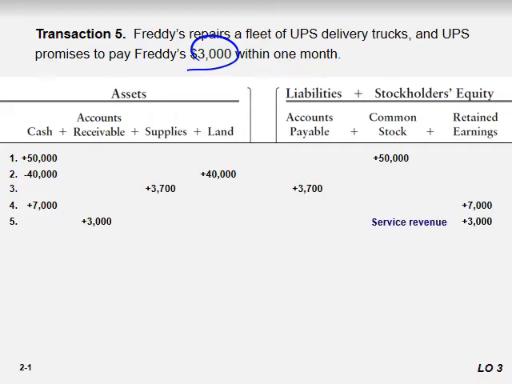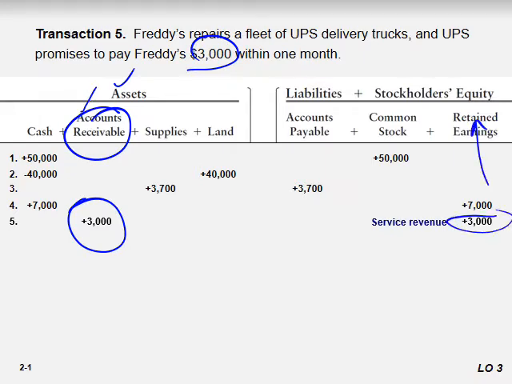So here we create a customer, because we will be paid. We will be receiving the future benefit under accounts receivable, and our sale occurs. Sale is a part of retained earning.